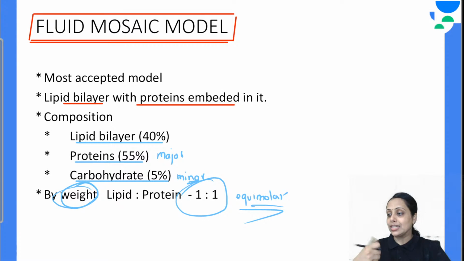Fluid mosaic model is the most commonly accepted model for the cell membrane. In this, there is a lipid bilayer in which proteins are embedded. The major component is protein. 55% is protein, 40% is lipid, and carbohydrate is only 5%. When we are talking about the weight basis, lipid and protein are present in equal ratio, that is 1 is to 1.